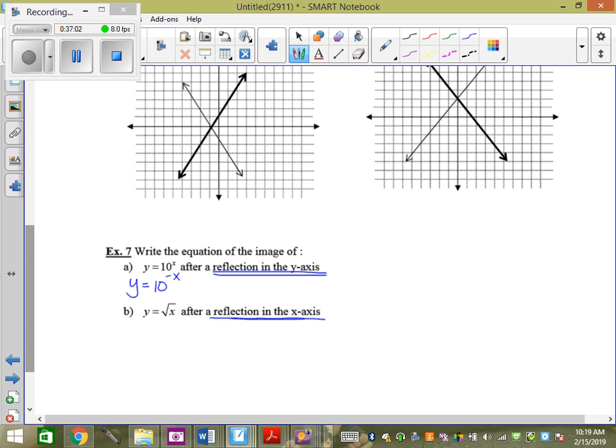If I have a reflection in the x-axis, so I have a reflection here. If I have a point up here, it's going to be down here. My x's are staying the same, but my y's are being changed. So it's going to be y equals -√x. That's why it's always in the opposite axis. Don't just memorize it, understand.